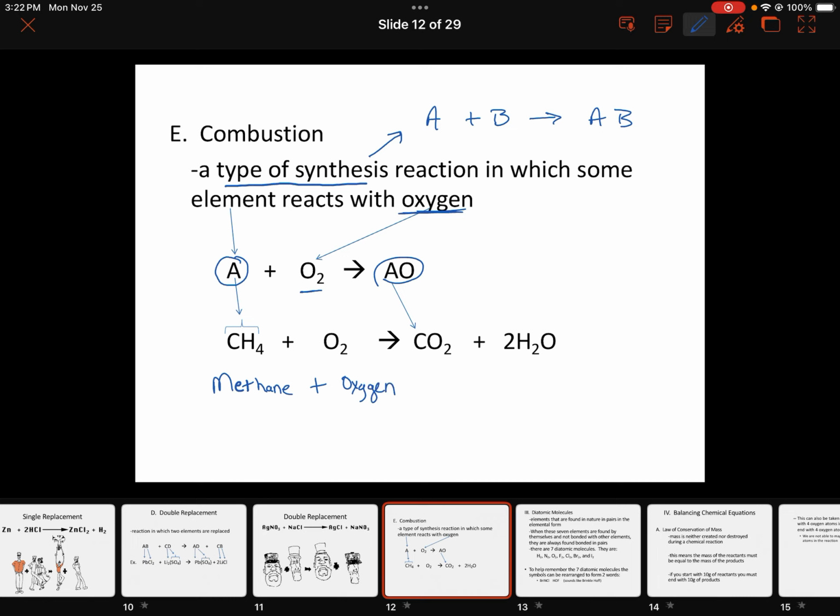Oxygen, so there's my A, there's my O, and it yields some product. Carbon dioxide. Does it matter that there is another product? It does not. This is still a combustion reaction because we have that oxygen in the reactant side. Anytime oxygen is reacting as an element on the reactant side, we call that combustion. Those are the 5 types of reactions that we're going to take a look at.